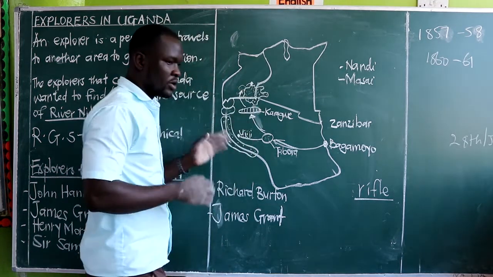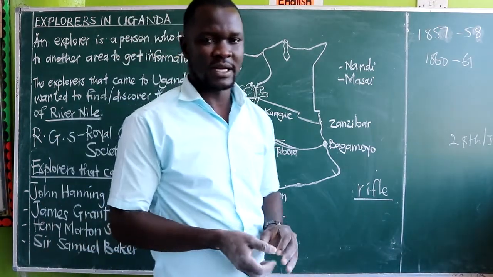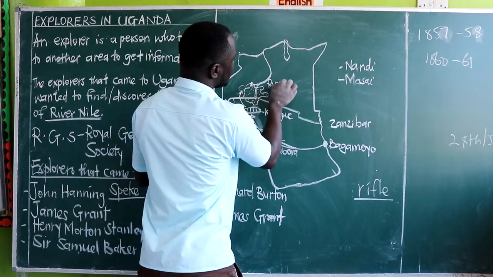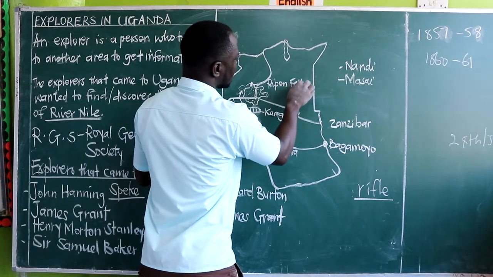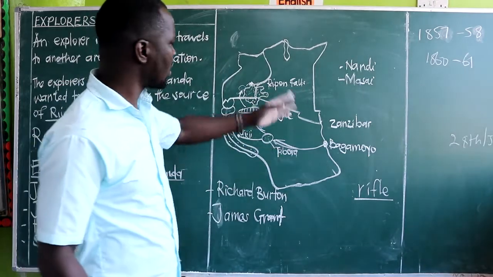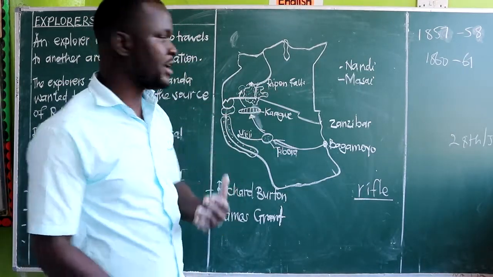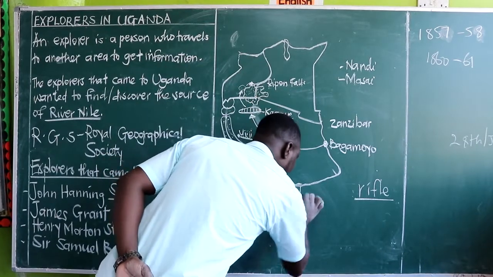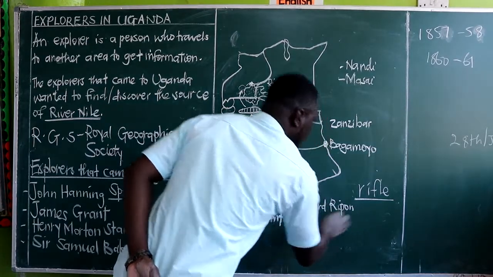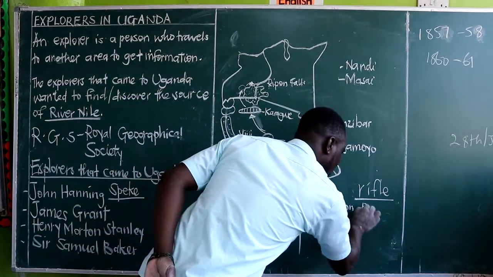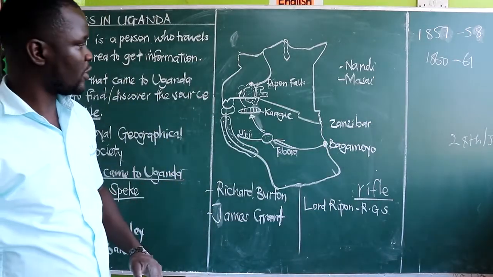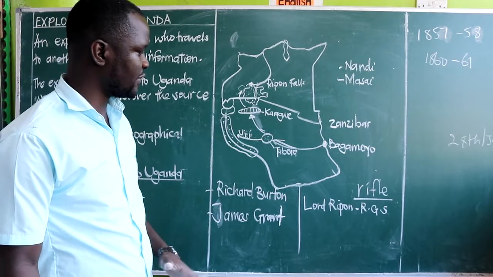From that, John Speke moved to Jinja, where he saw the waterfalls. He saw the falls at the source, and he named them Ripon Falls. Now, who was Ripon? We had Lord Ripon, who was the president of the Royal Geographical Society.